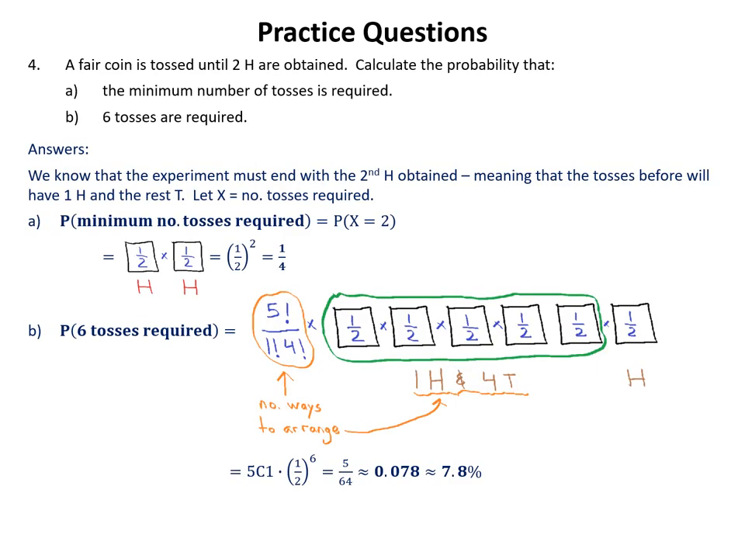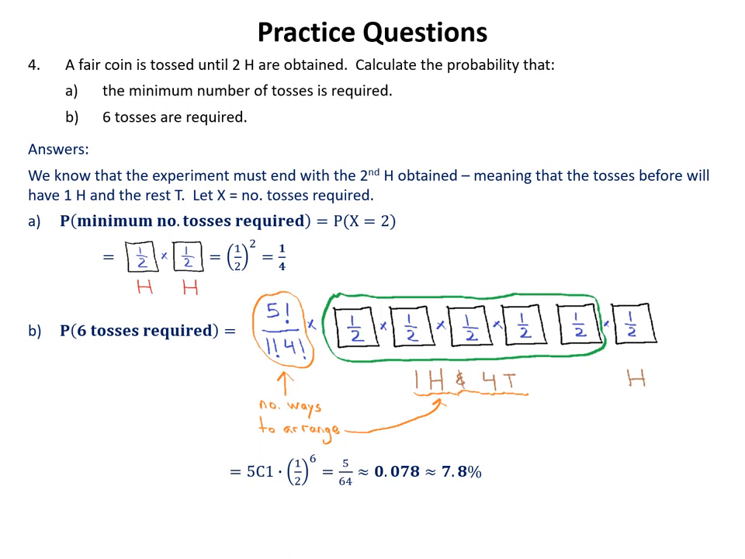So we know that with this experiment, this experiment must end with the second head obtained. In other words, we'll toss the coin until we get the second head. And what that means is that the tosses before that last toss, which will certainly be a head, all the tosses before that one will have to have only one head, exactly one head, no more, no less, with the rest, if there are any, being tails.